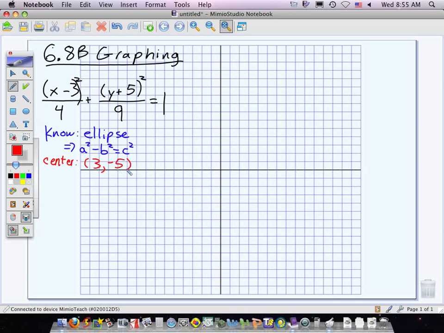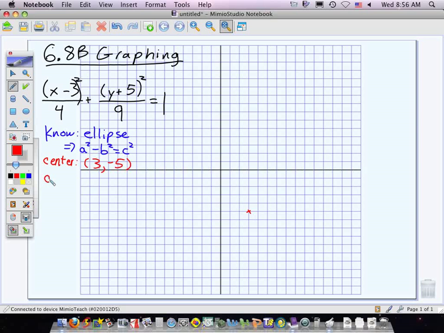So what I like to do then is I go to my graph and I'm going to plot 3, negative 5. I'm going 1, 2, 3, 1, 2, 3, 4, 5. And a lot of times it's not actually a point on the graph, so I might just put an X there. So I know that's the center. So then we're going to go through and ask, is this ellipse going to be more horizontal or more vertical? Jackson, why are you saying vertical? Right, 9 is bigger than 4.